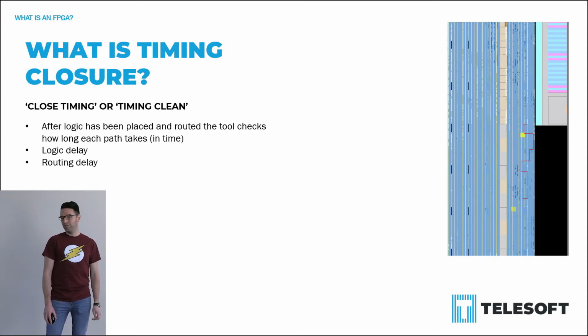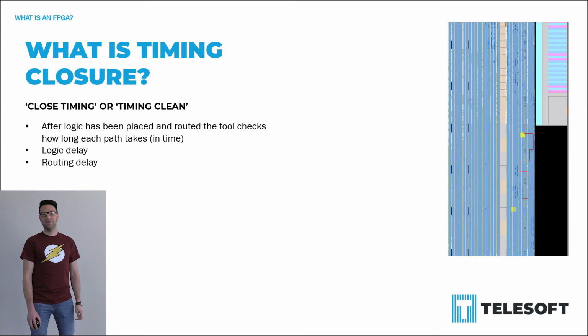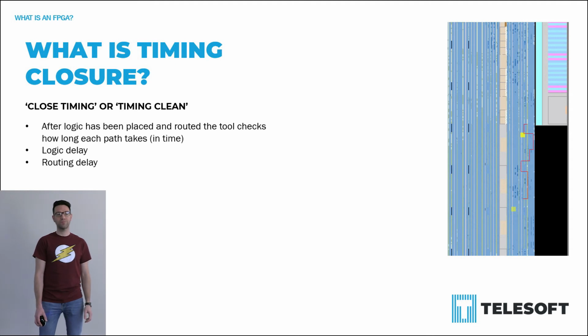Now, you're aiming for your logic delay and your routing delay to be less than your clock period. So if we take the example of an FPGA running at 333 megahertz, you have a clock period of 3 nanoseconds. So you need to get from one register to the next register in less than 3 nanoseconds. Sounds quite fast, but this is very achievable in FPGAs.